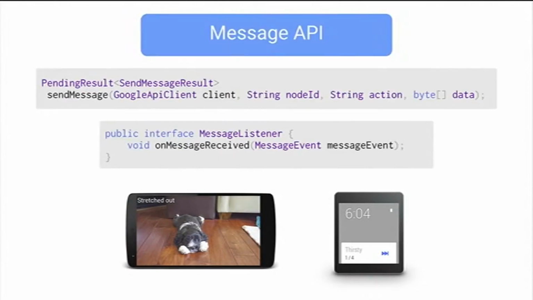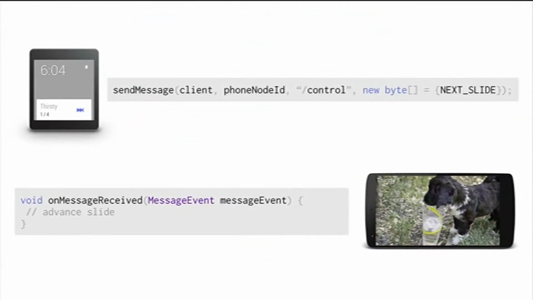Built on top of that is the message API. So this is a low latency mechanism for sending byte arrays back and forth between the devices, and they can be filtered on paths, which Justin will explain in detail later. So in the puppy example, when we are tapping on the card in the stream or tapping that back button to go backwards, we're calling send message to send a simple control back to the phone, which receives that message and then moves the view pager.